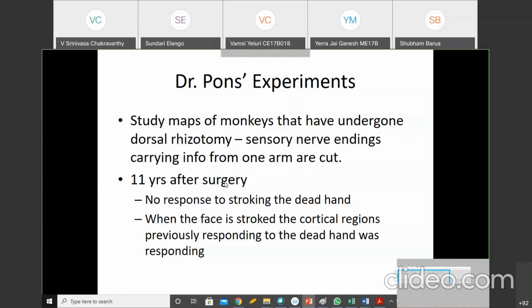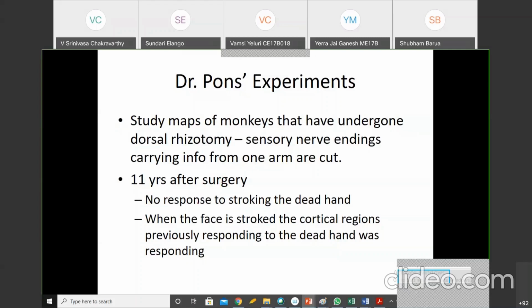If you just cut the whole nerve, it will cut both the motor and sensory. So you have to cut the dorsal roots precisely to make sure that only the sensory input is cut, but the motor output is still there. When they did that for a bunch of animals, 11 years after the surgery, they opened the brain and saw what the somatosensory cortex was responding to.